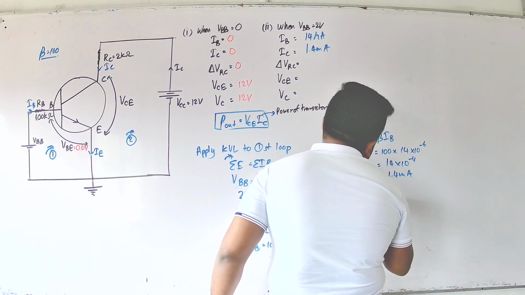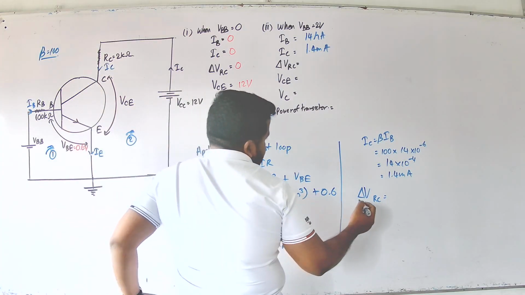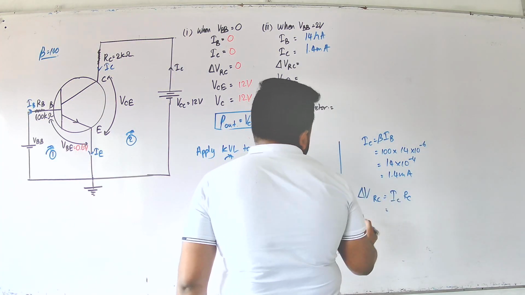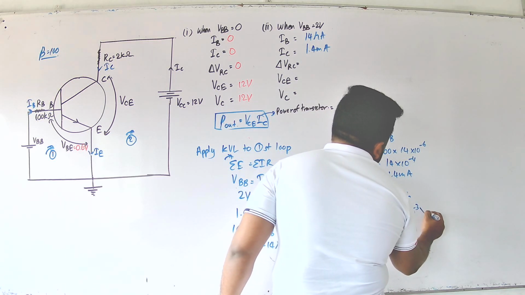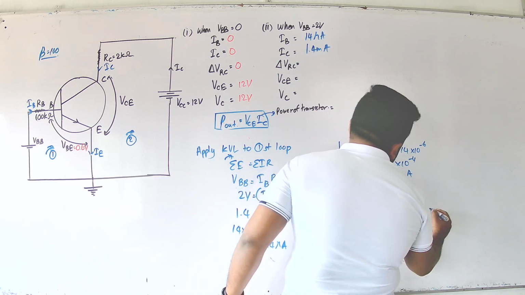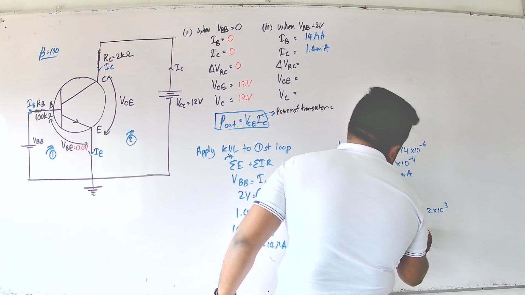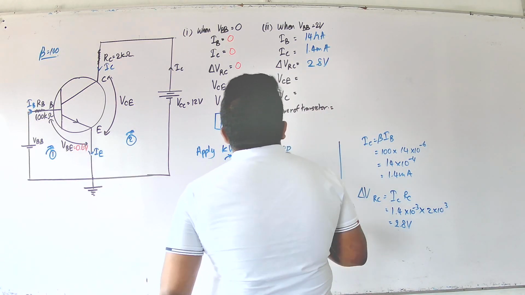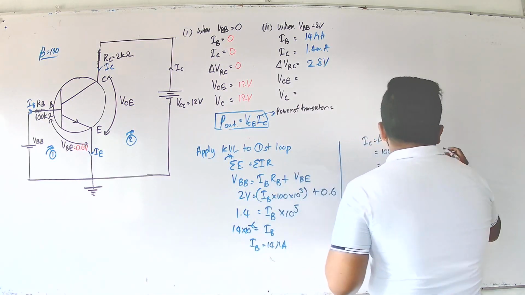VRC means the potential across this ICRC. IC is 1.4 × 10^-3, RC is again 2 kilo ohm, 2 × 10^3. That means 2.8 volts. VCE we have to find by applying Kirchhoff's law.